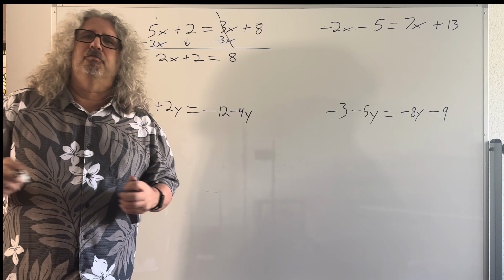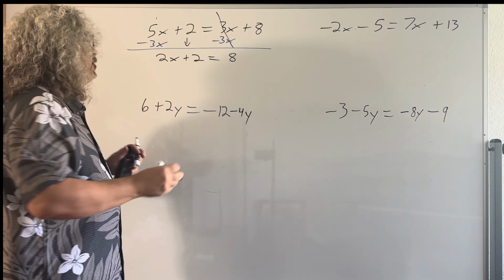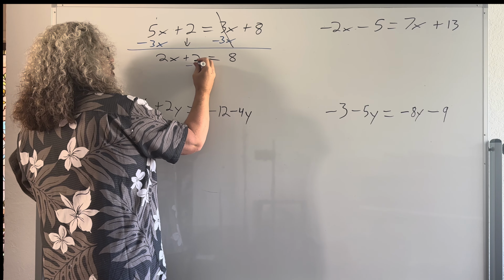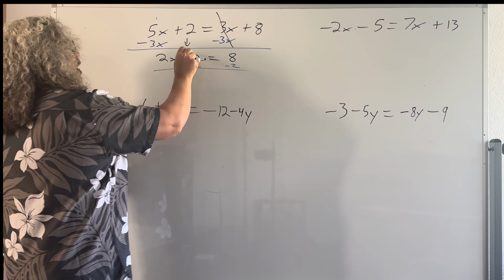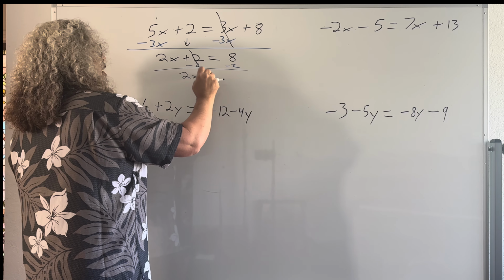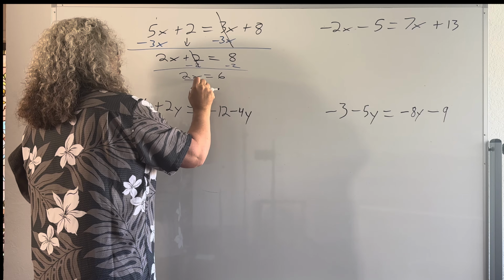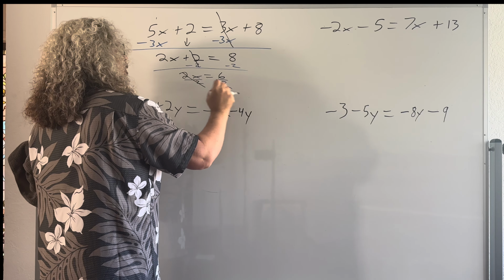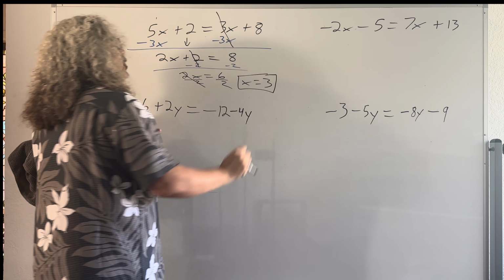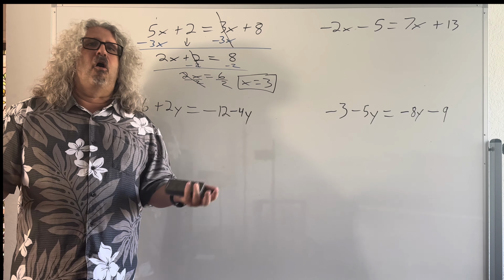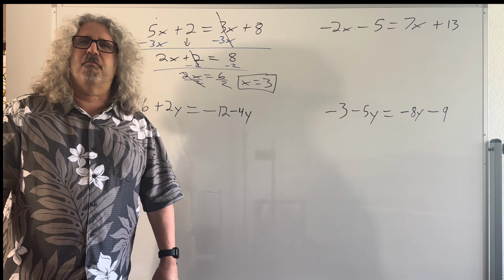Now I just have a normal two-step problem, which we did in a previous video. So I'm going to subtract the 2 because I want to get my numbers on one side. And I end up with 2x equals 6. And then I divide by 2, boom, x equals 3. Okay? So you notice you're just left with a two-step problem. All you have to do is make a decision, okay? Doesn't matter what you make.